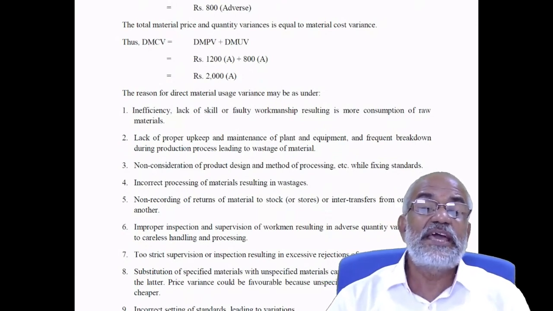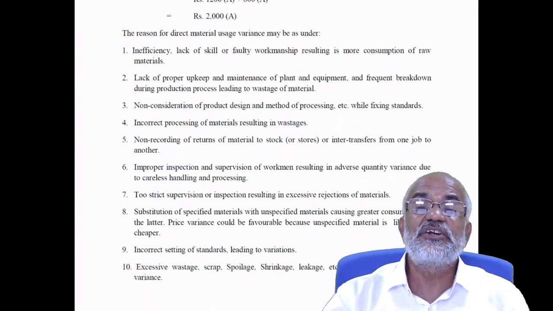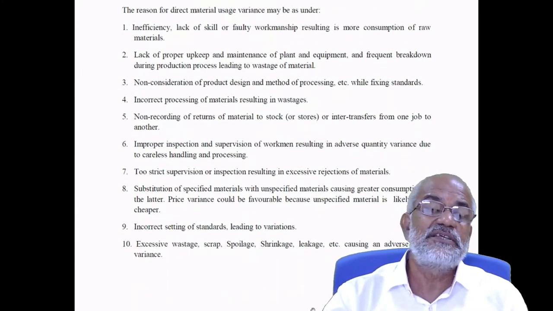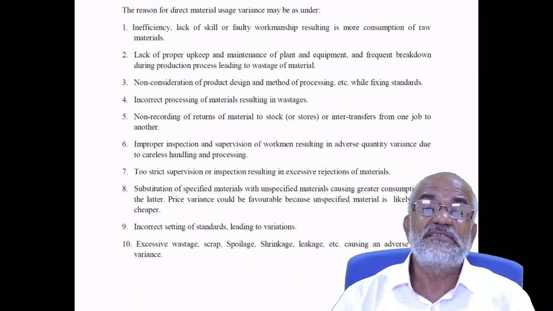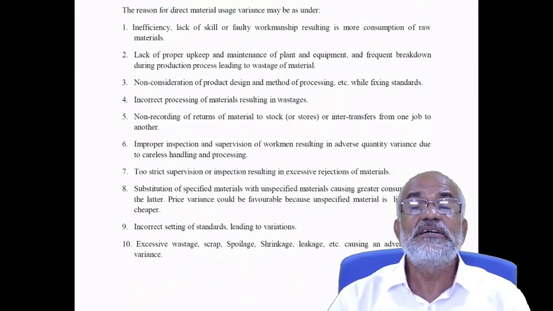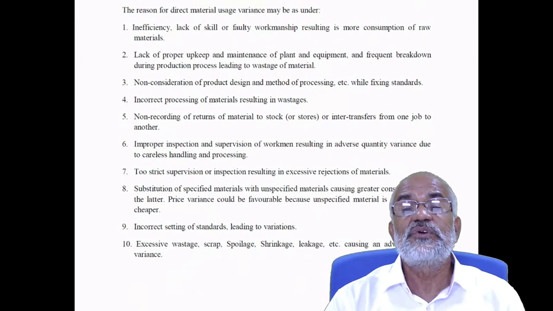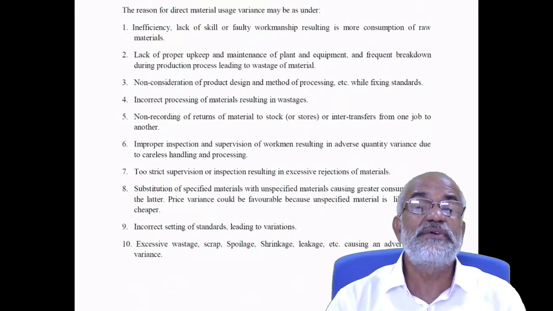The next reason for direct material usage variance is too strict supervision or inspection resulting in excessive rejection of materials. When the management is so strict on the workers, then out of fear, they may commit blunders, and this may result in excessive rejections of materials. So that is another reason of direct material usage variance.